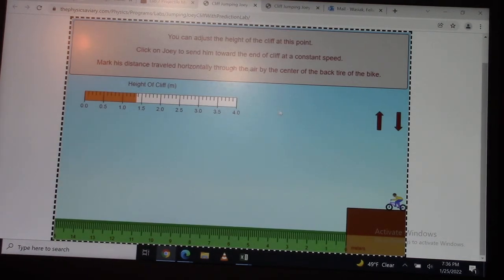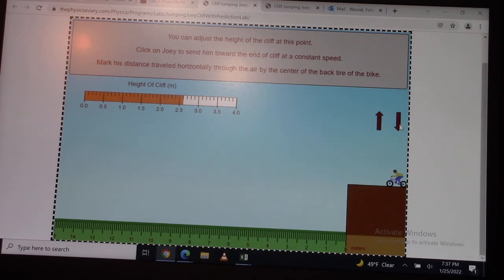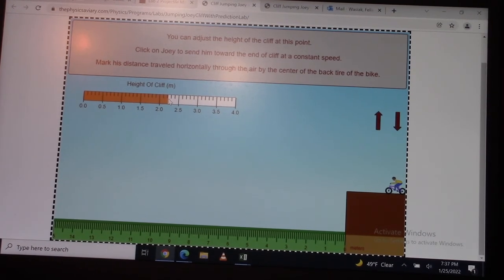Okay. Now you have some arrows here. Here's a person on a bicycle, right? They're on a ramp, and they're going to be going some distance. You can adjust the height of the ramp with these arrows, right? You're going to write that down in the table that you're going to make, right? So here you've got height of the cliff, in meters. This looks like I have it set at 2.2 meters, right?